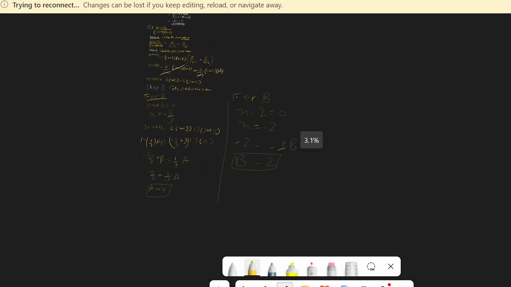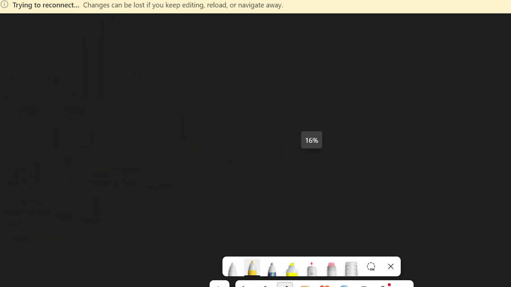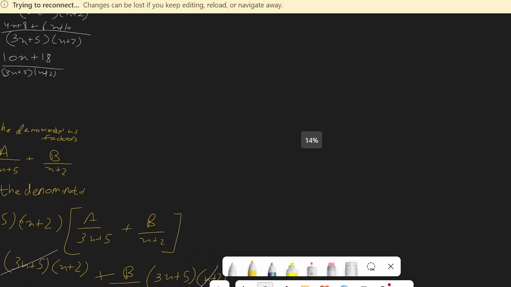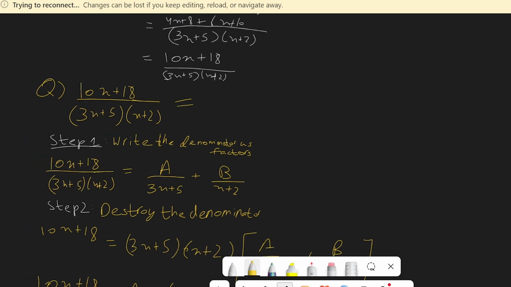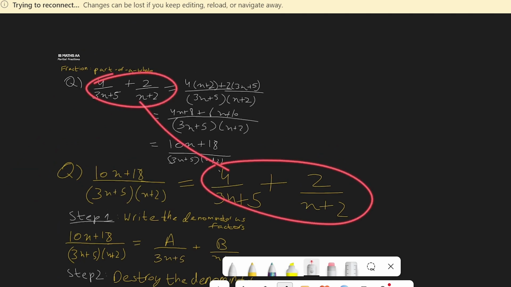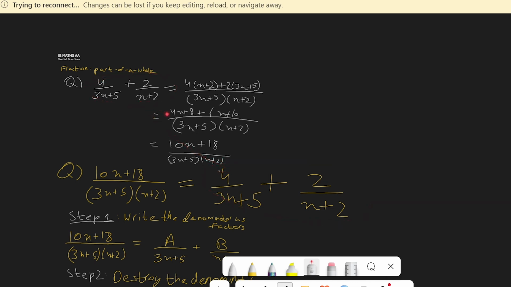In partial fractions form we can represent the fraction as, wait, let me just go back to the question. Here is our question. We represented it in this form, a and b. So we can represent it as 4 over 3x plus 5 plus 2 over x plus 2. Now we can counter check over here, and we can see that this is equal to this, which means our working is correct. So these are the three basic steps to convert a fraction into a partial fraction.